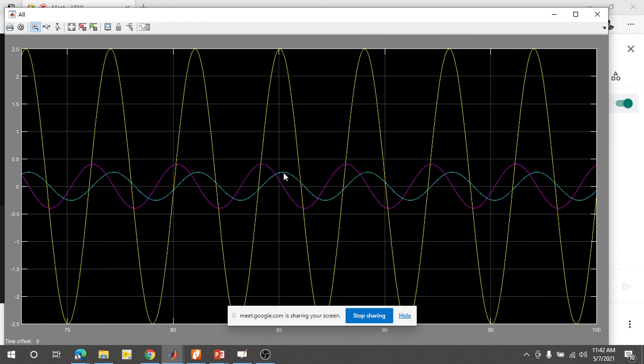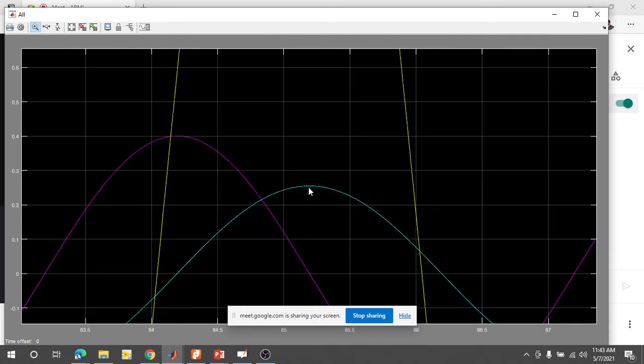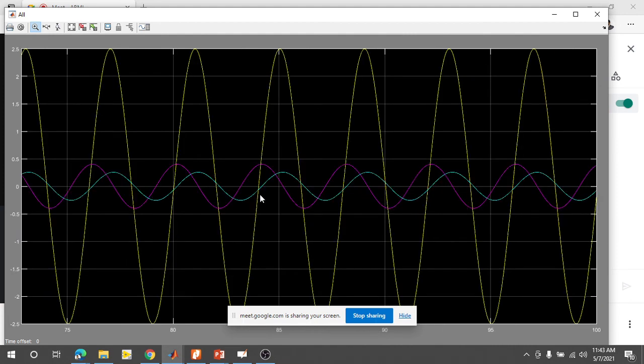So what is the value of the tidal volume? Tidal volume is approximately 0.26. The peak of tidal volume is 0.26. Now this is the effect.